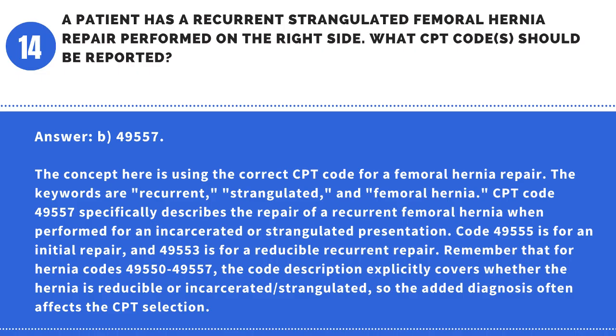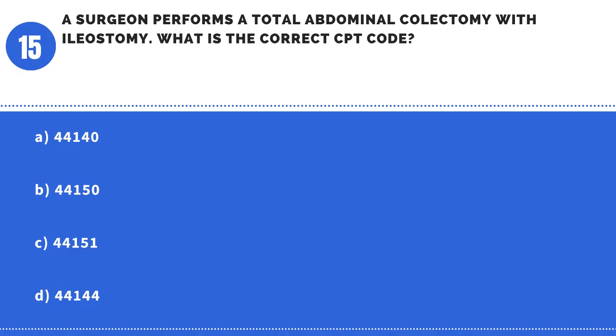The keywords are recurrent, strangulated, and femoral hernia. CPT code 49557 specifically describes the repair of a recurrent femoral hernia when performed for an incarcerated or strangulated presentation. Code 49555 is for an initial repair, and 49553 is for a reducible recurrent repair. Remember that for hernia codes 49550 to 49557, the code description explicitly covers whether the hernia is reducible or incarcerated/strangulated, so the added diagnosis often affects the CPT selection.